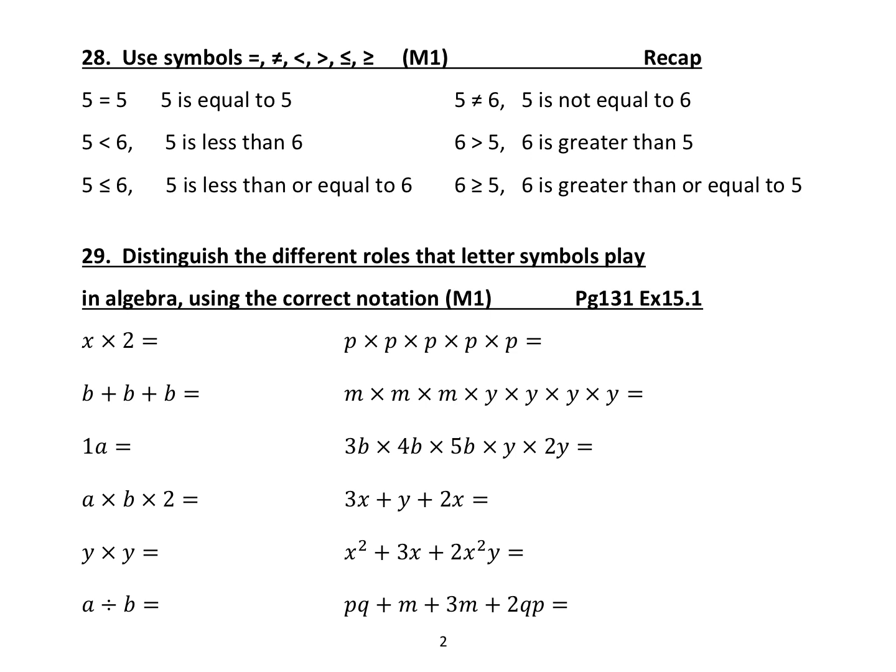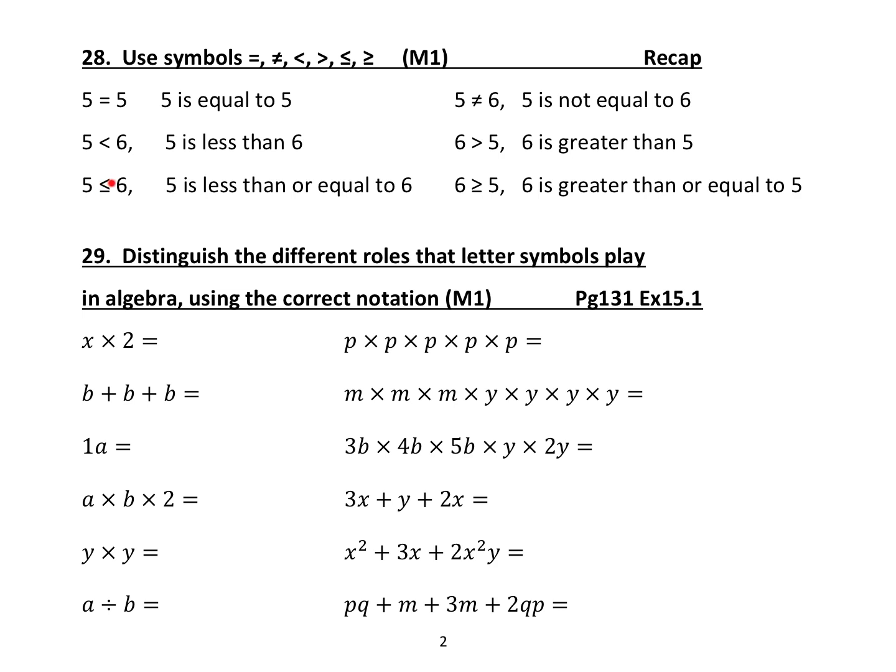So objective 28 is just to be aware of these symbols that are here. If you've got 5, that means equal to 5. 5 is less than 6. You might think of the crocodile eats the bigger number. So the bigger number is on this side with the crocodile's mouth open.